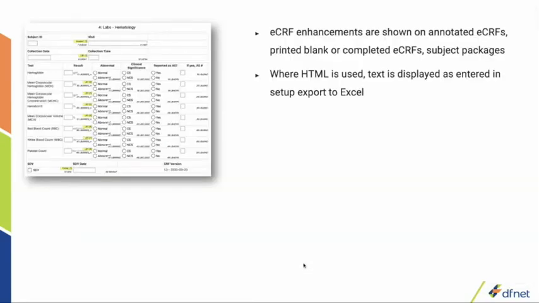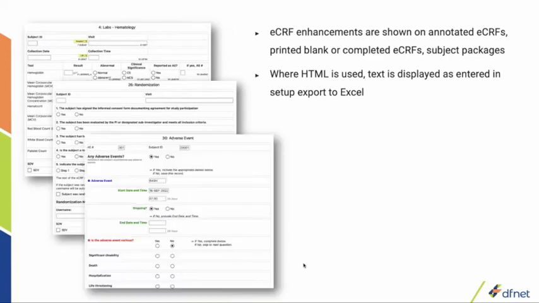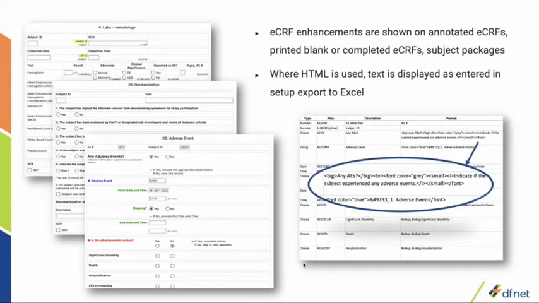All of these eCRF enhancements that I've shown you, you'll see them whether you're printing the annotated CRFs, whether you're printing your blank or completed eCRFs from DF Explorer, or whether you're creating your subject packages. All these features will be included there. When you are exporting your setup definition to Excel, you will see the actual HTML code. So the text as you enter it in the prompt, in the instructions, you'll see that HTML code directly within the Excel file. The HTML isn't rendered there, but the HTML is rendered in all the other places where you would view or print the eCRFs.